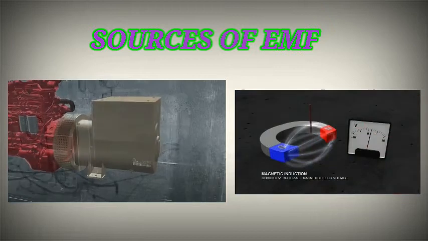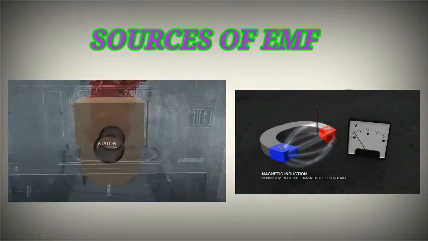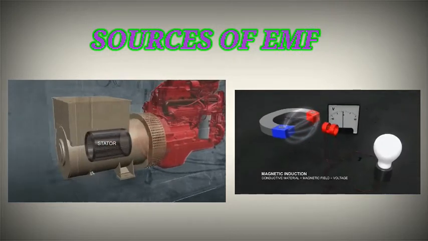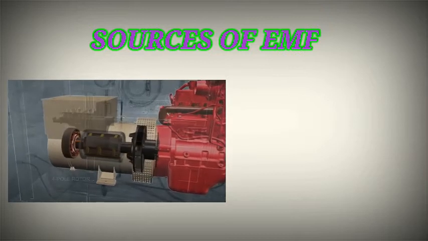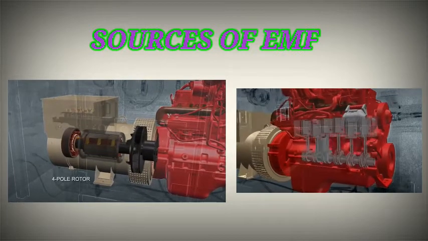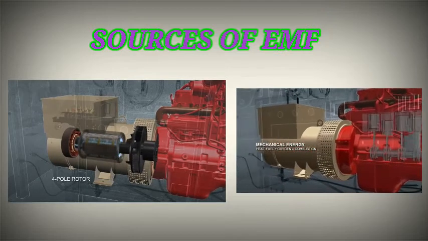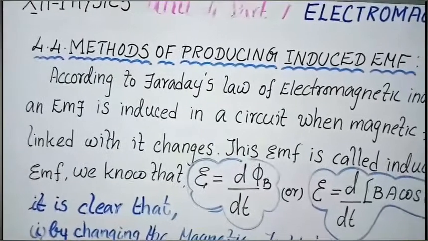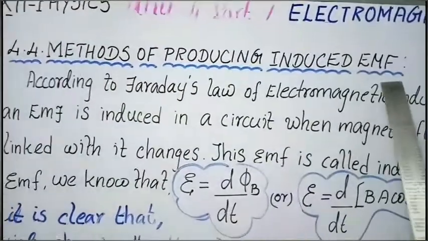Electrical generators produce induced current and are the most powerful machines. Electric generators are used in maximum number of places in our day-to-day life. How does an electrical generator work? We must know the basic concept. What are the methods of producing induced EMF? Come to the methods of producing induced EMF.